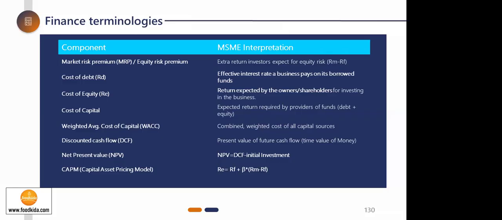For discount rate calculations. Then we come to NPV, net present value of future cash flows. Why am I saying net? Because I am subtracting initial investment from the discounted cash flow. That is why I am calling it a net present value. Is this clear?